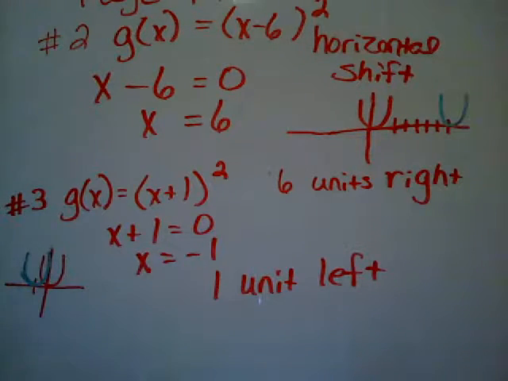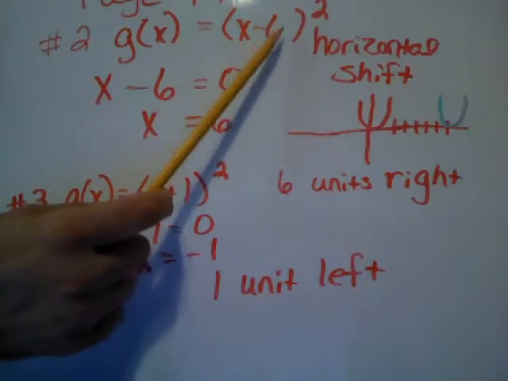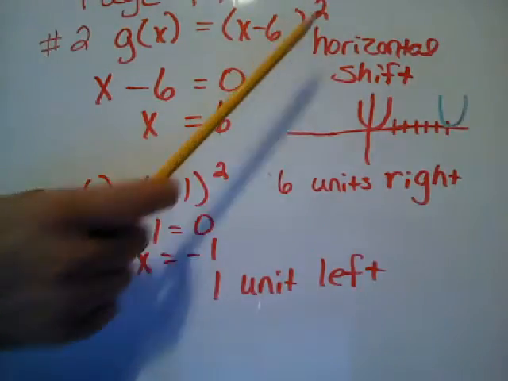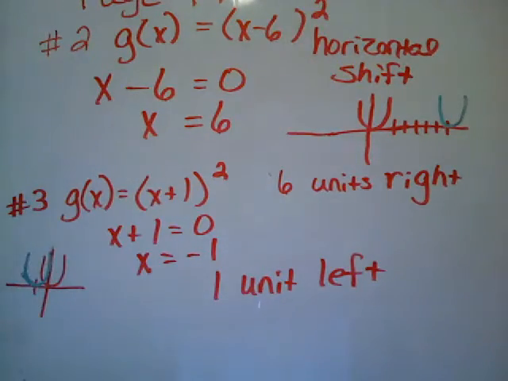Okay, now on page 17, we're going to be looking at some different types of problems. So far, our translations have been shifting our parabola in a vertical shift. When the parent function is written as x minus something squared, it's going to change to a horizontal shift. That means I'm going to move to the left or to the right.